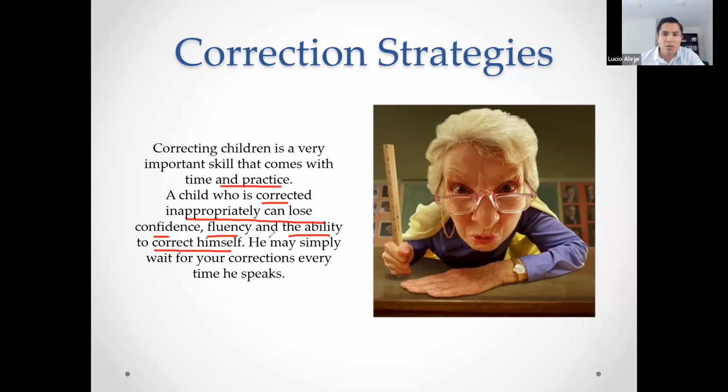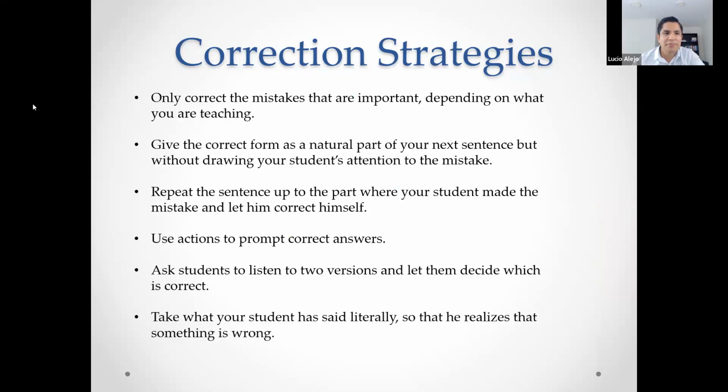If you're dealing with an adult, of course, most adults like to be corrected. So yeah, you can go harder on that. But with children, you have to be very careful. Otherwise, he may simply wait for your corrections every time he speaks. Let me give you more ideas.